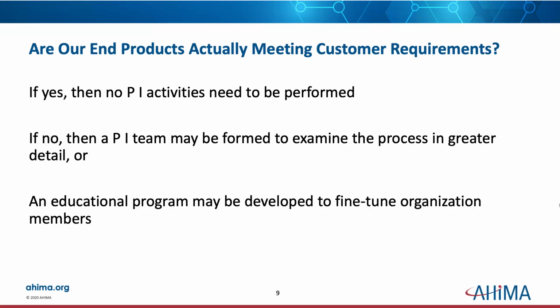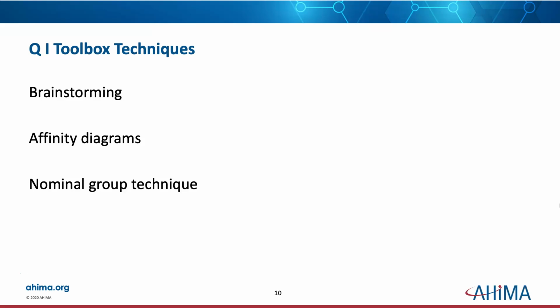So if the customer's requirements haven't changed and the end products are meeting the requirements, then you don't need to do PI activities right now. But if it's no, then a PI team can be formed to take a look at that. Or you may find that you just need to tighten up your education, that maybe education was performed 2 or 3 years ago, but there's been staff turnover and there's been other things and people have forgotten and it's time to re-educate. It really just depends. So what are some QI toolbox techniques?